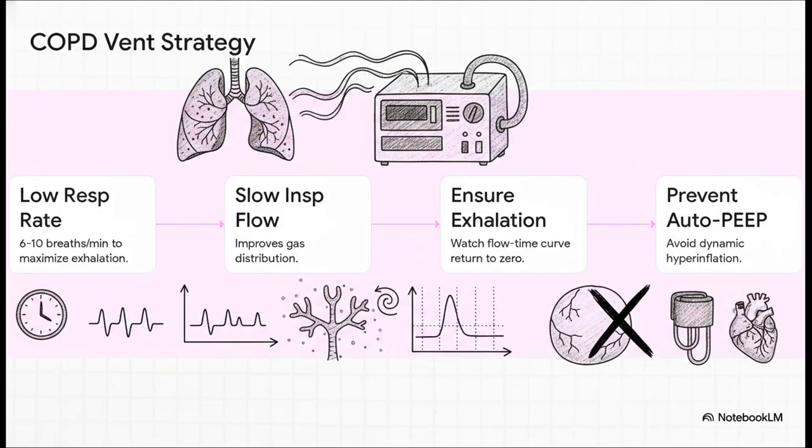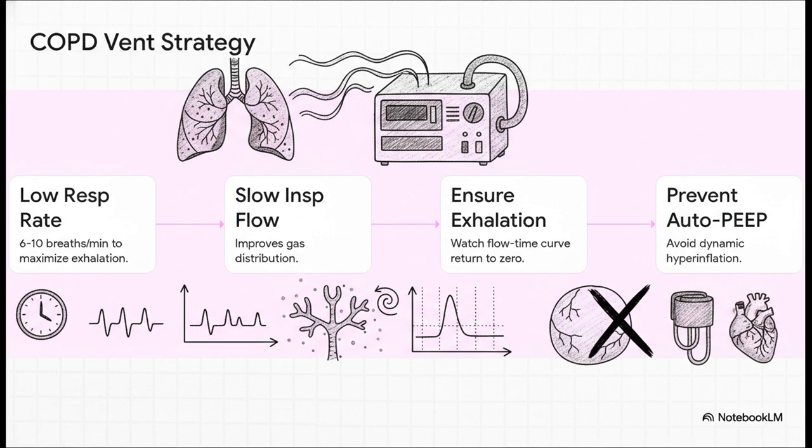Ventilating a patient with severe COPD is a very precise art, and these are the absolute golden rules. Your number one non-negotiable goal is to prevent air trapping, which we call auto-PEEP. The way you do that is by giving the patient a very long time to breathe out. That means using a slow respiratory rate, often down to just 6 or 8 breaths a minute, with a low I to E ratio. Using a slow inspiratory flow also helps the gas get to all parts of the lung more evenly.